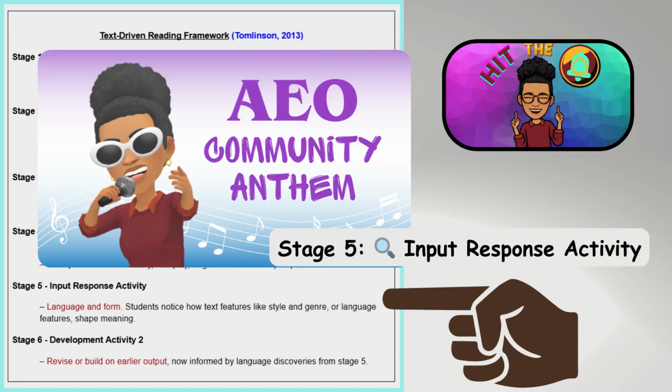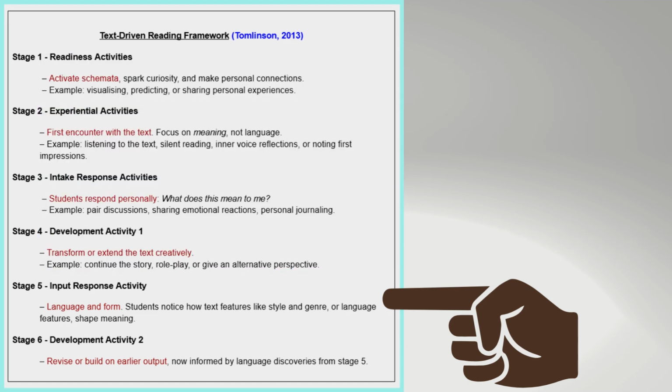Stage 5, input response, noticing. Only now do we look at the language. Students explore things like metaphors, for example, language is a river, repetition in the chorus, inclusive language like everyone, everywhere. We ask questions like, why use metaphor instead of direct language? What effect does repetition have? This stage is about noticing how the text works, not just what it means.